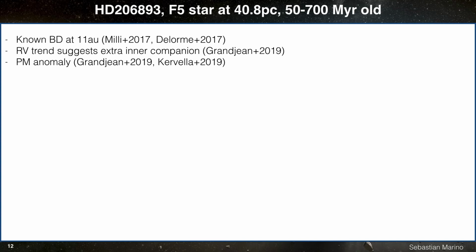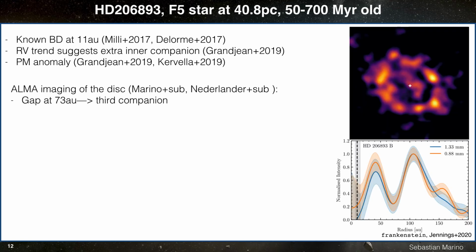I want to focus now on the third system that I studied, HD 206893. This system is truly interesting. It has a brown dwarf at 11 AU discovered by Milli. Its star shows a long RV trend that suggests an inner companion, and the system also has a proper motion anomaly that could confirm this inner companion.